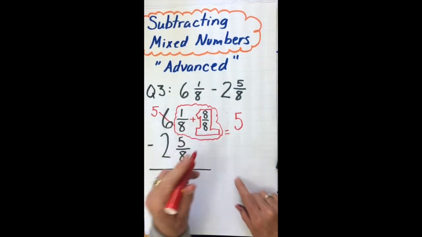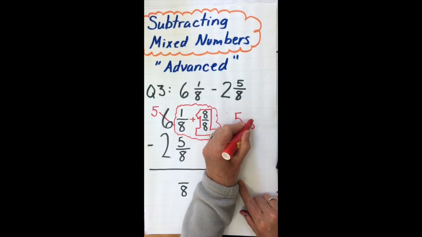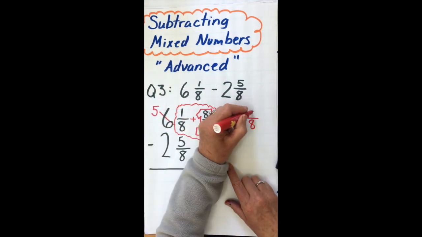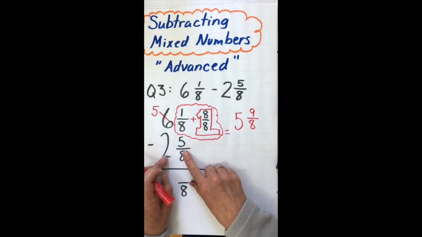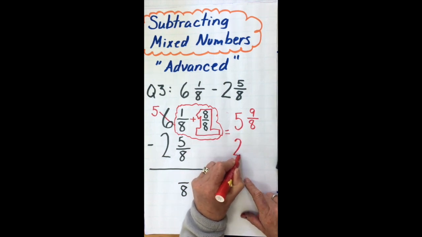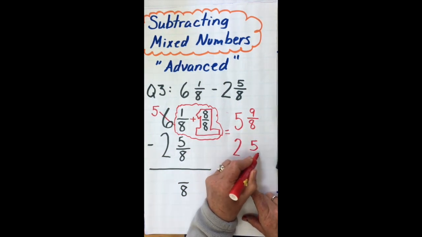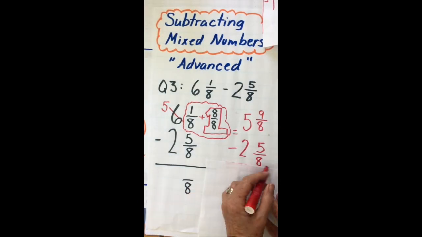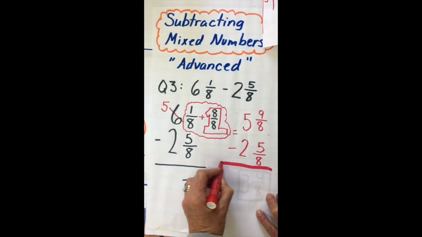Adding and subtracting is plain to see. You match the bottoms perfectly. And now I'm going to add the numerator. 1 plus 8 is 9. And this number, I didn't do anything to it, so I'm just going to write 2 and 5/8 here. Then I'm just going to finish this off.